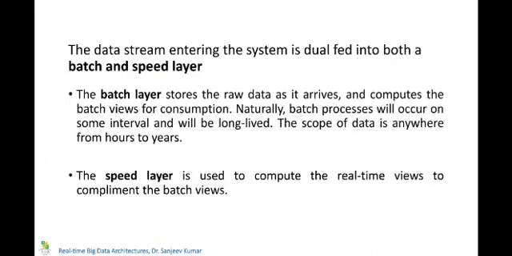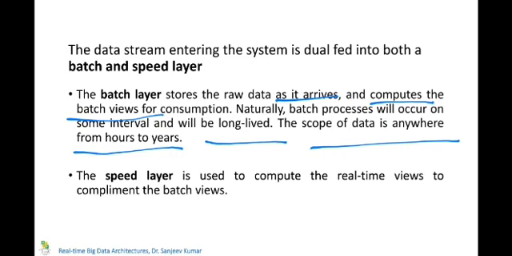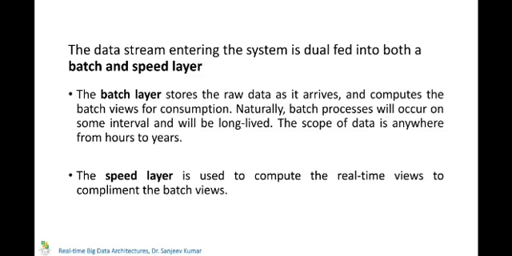The data stream entering the system is dual fed into both the batch and speed layers. The batch layer stores the raw data as it arrives and computes the batch views for consumption. Naturally, batch processing will occur at some interval and will be long-lived. The scope of data is anywhere from hours to years, we can say, in the batch system.